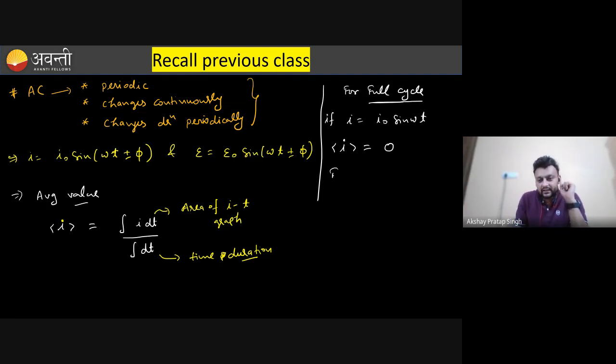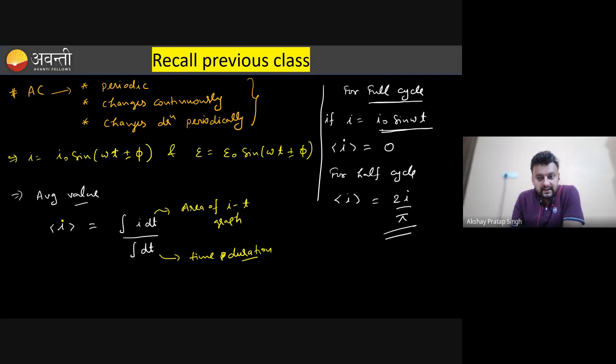Now for half cycle, average value of current was 2 I naught by pi. If current is given as I naught sine omega t, then average value of current during one half cycle is 2 I naught by pi.